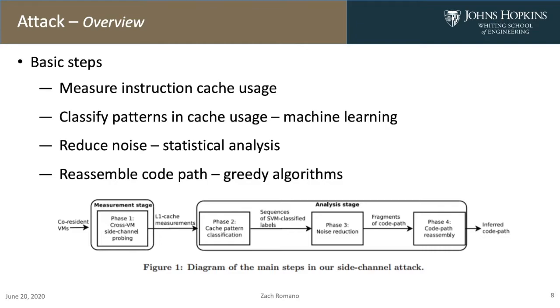So there are two major stages for this attack: the measurement stage, which is seen here, and the analysis stage. The first step is to measure the usage of the instruction cache by the victim. Then with that data, we're going to classify patterns in the cache usage. This is your machine learning, saying what exactly they were doing. Then we're going to reduce the noise in it. There's a lot of misclassification or errors from the machine learning model, so we're going to use statistical analysis to reduce the noise.